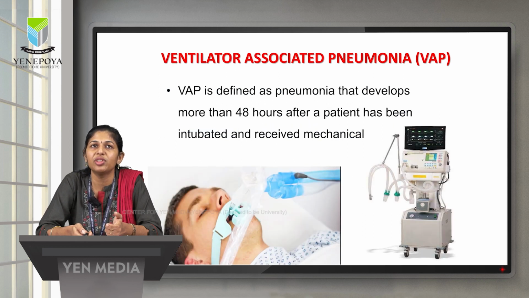Then the next one is ventilator associated pneumonia. What do you mean by ventilator associated pneumonia? From the name you can understand, this type of pneumonia develops more than 48 hours after a patient has been intubated and received mechanical ventilation. So after 48 hours of intubation or mechanical ventilation, the patient may develop pneumonia. That type of pneumonia is called ventilator associated pneumonia.